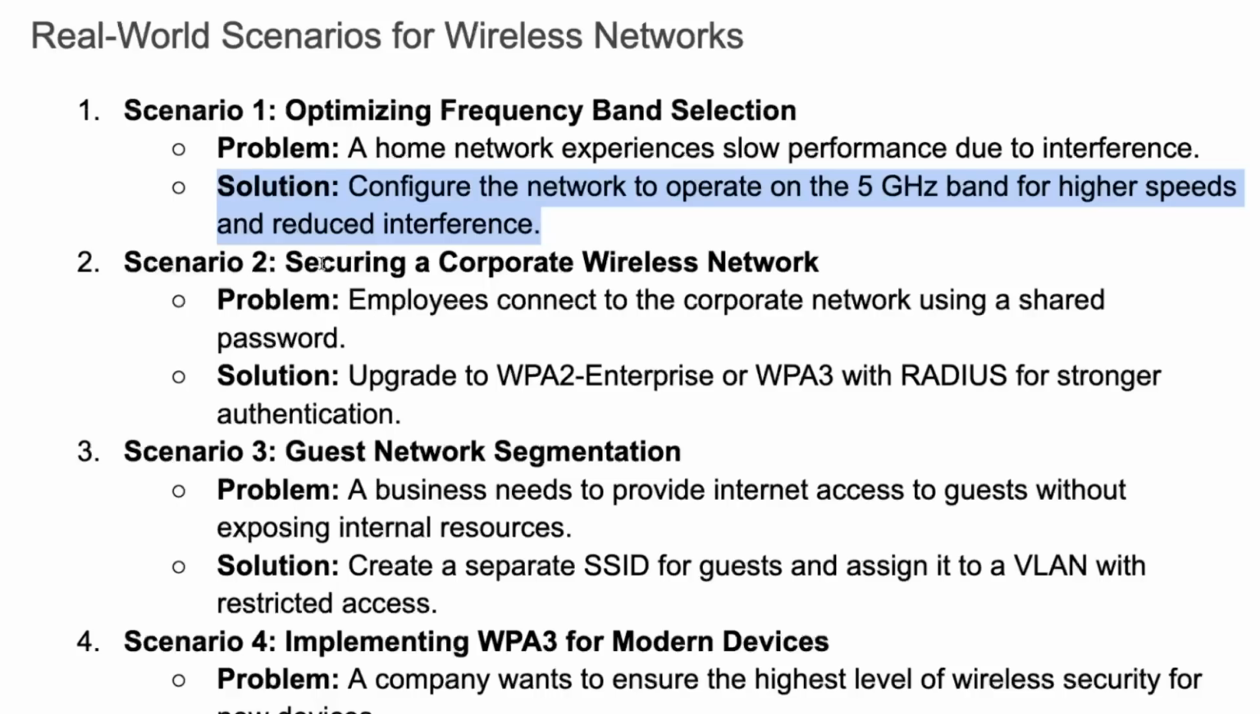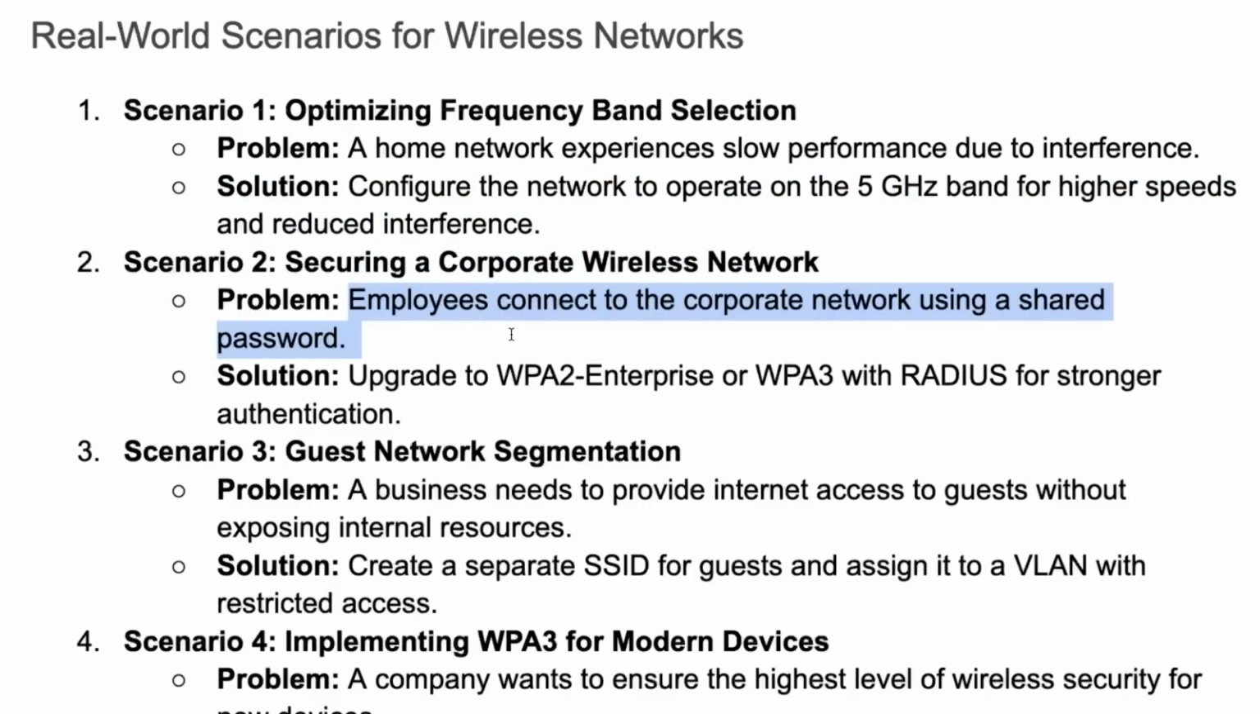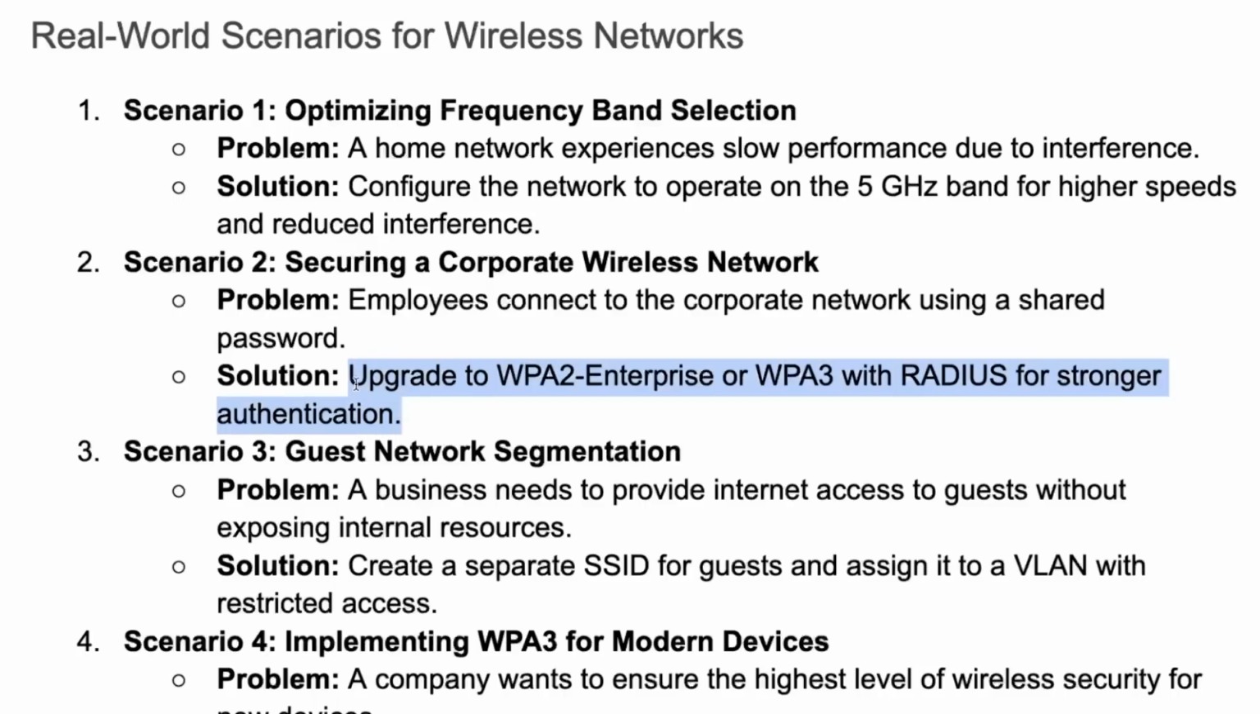Scenario number 2 is securing a corporate wireless network, and the problem is that employees connect to the corporate network using a shared password. So you want to upgrade to WPA2 Enterprise or WPA3 with the Remote Authentication Dial-In User Service for stronger authentication. So make sure that their authentication is actually being protected against brute force attacks or something like that.